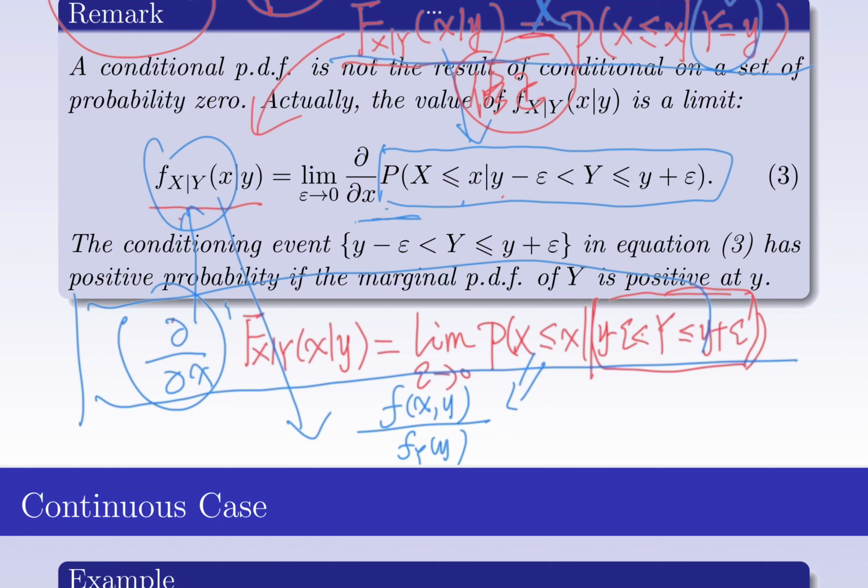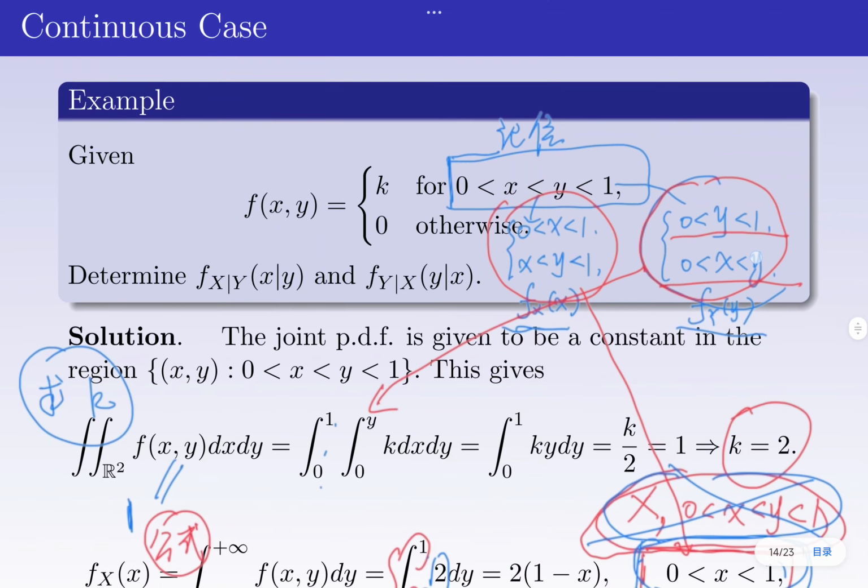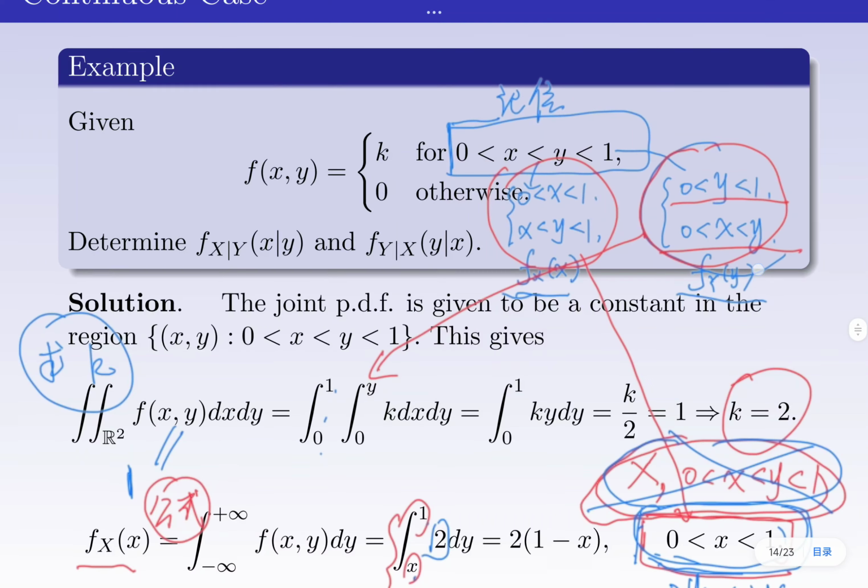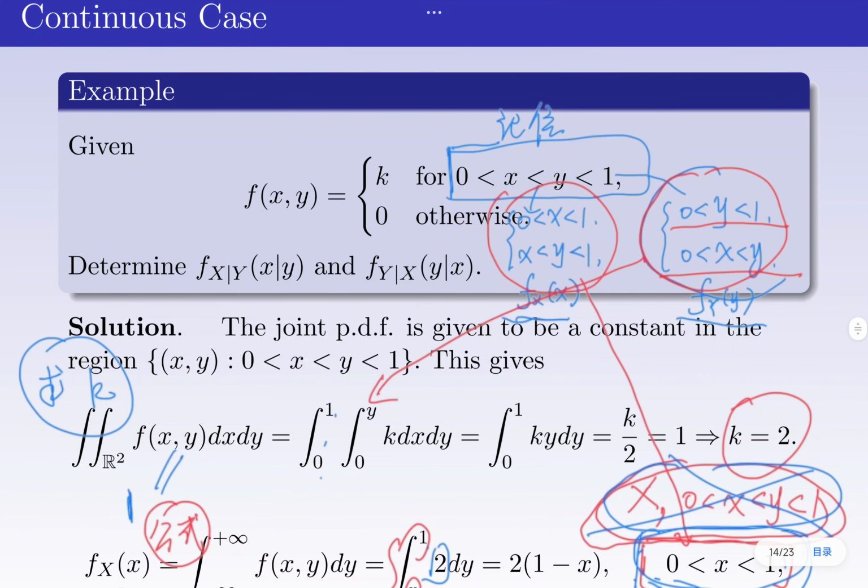f_{XY}, limit, y more than x. Continuous case. Okay, please remember that this just determines x given y and y given x. The joint density is keeping a constant, so it must be this, and we can learn about that.